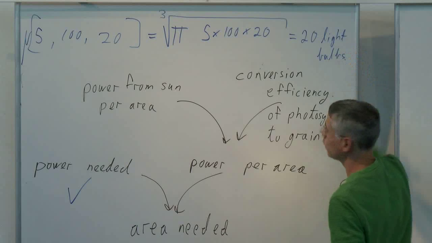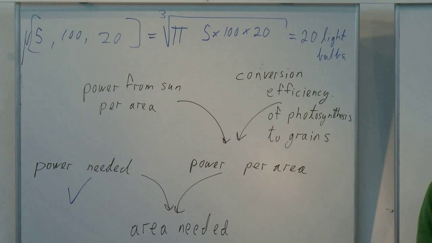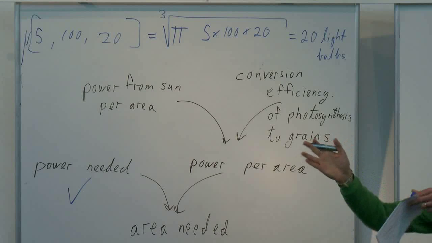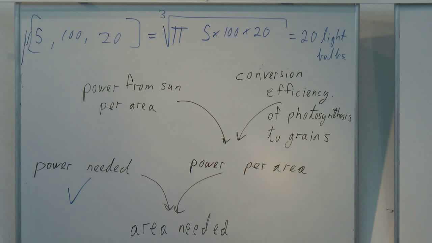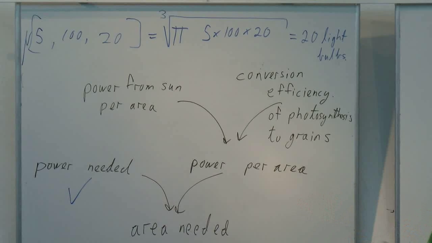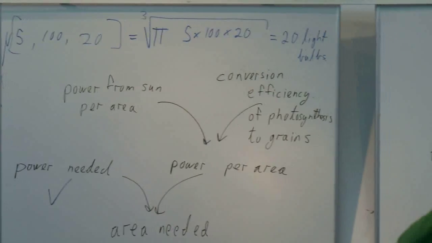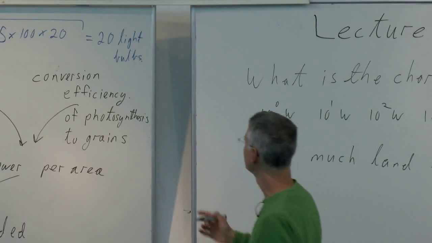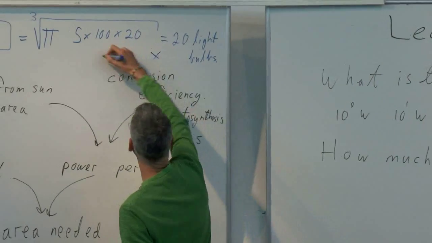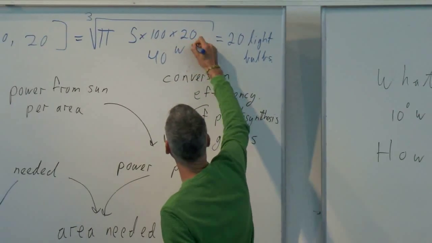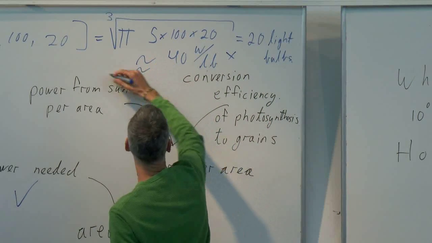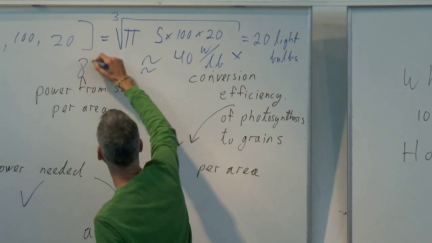How many watts is a light bulb? It depends what light bulb, right? We have the old ones, which are 100 watts, the new ones, which are like 20 watts. So let's take the geometrical root again. 100 times 20 is 2,000, square root of 2,000 is about 40, right? So this times 40 watts per light bulb brings us to what? About 800, right?